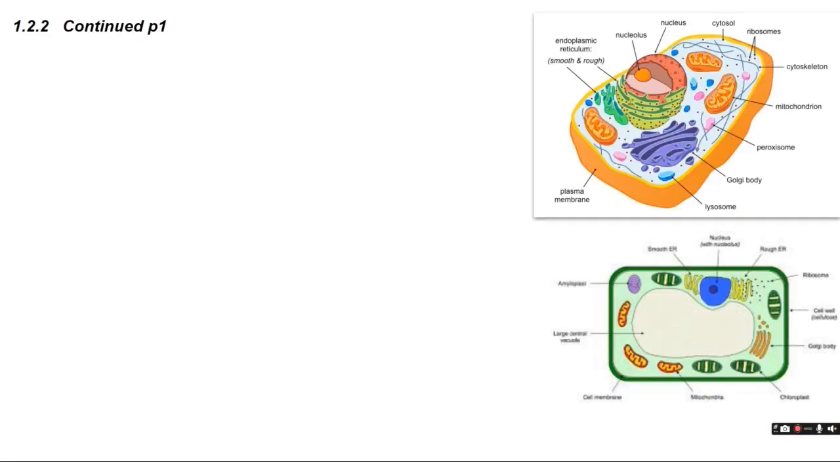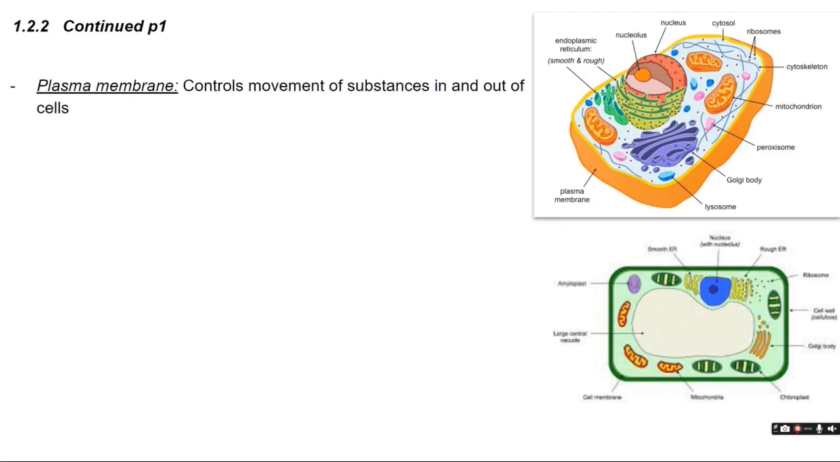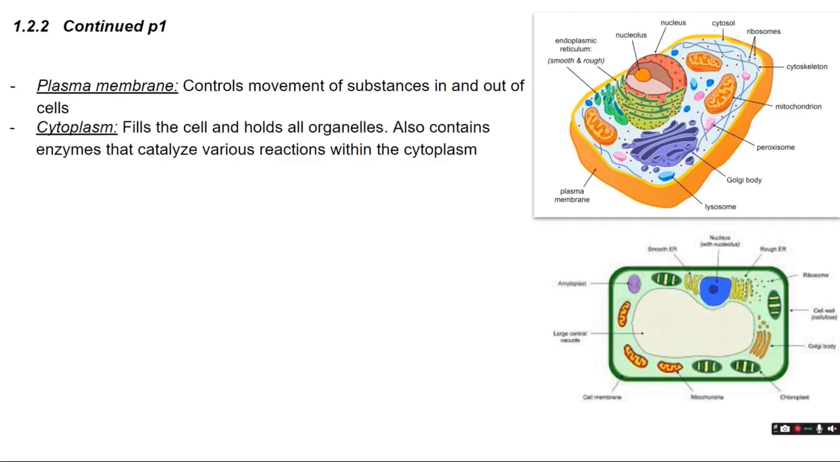Alright, so in eukaryotes, these are the organelles. So we have the plasma membrane. First of all, there's two types of eukaryotes. We have plant cells, right here at the bottom, and an animal cell at the top. They're mainly the same except for a few differences, but they both have a plasma membrane which just controls the movement of substances in and out of cells, the same as prokaryotes.